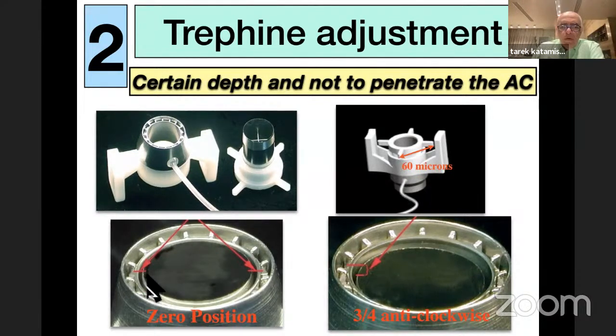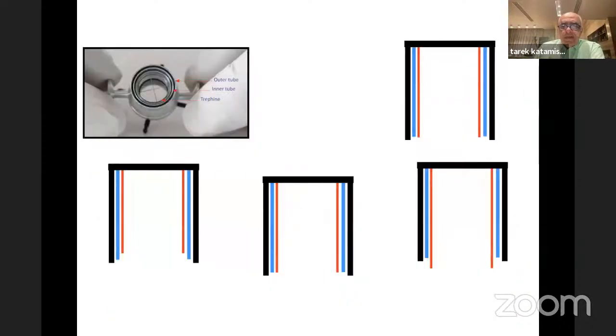And you have to know what we mean by the 0 position in which the trephine starts to cut if you put it over the cornea. The 0 position is when the trephine blade is aligned with the vacuum chamber. So this is a schematic drawing of the suction trephine.